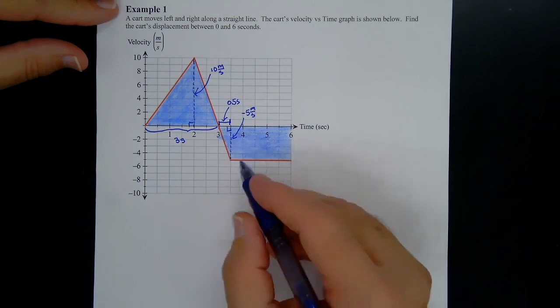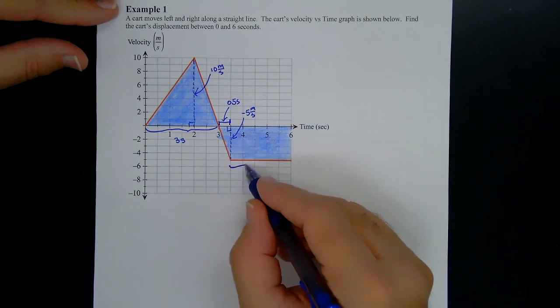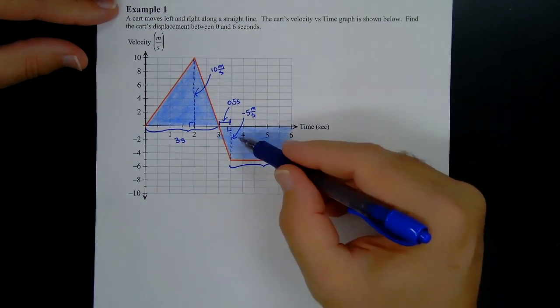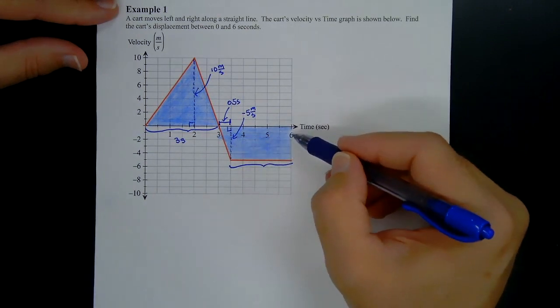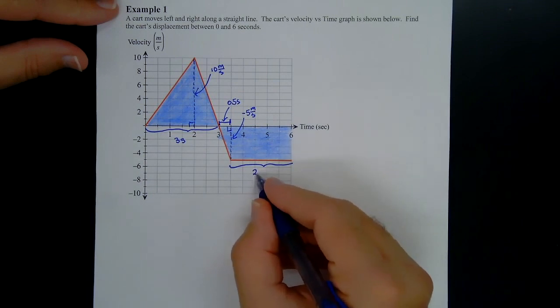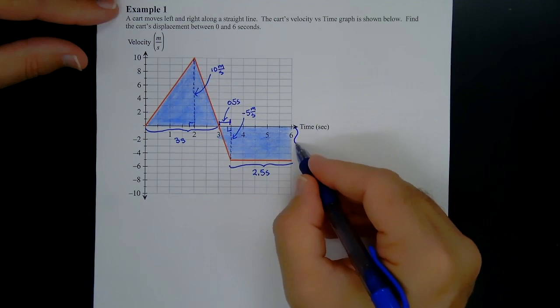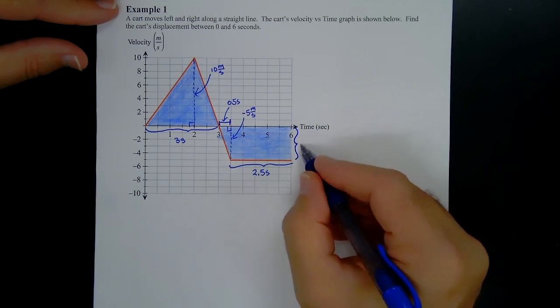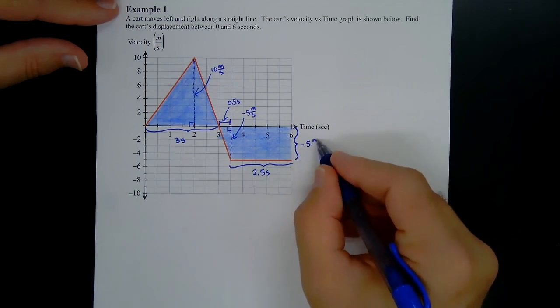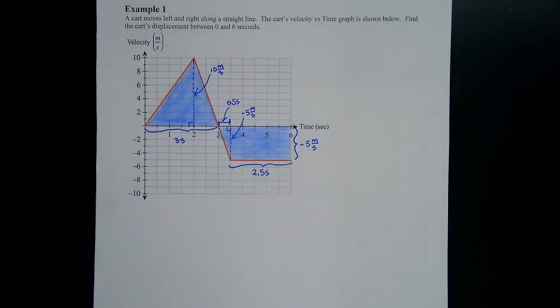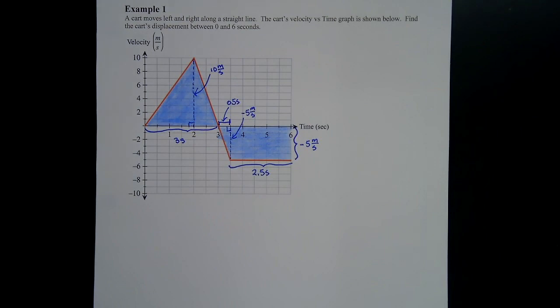Now we have to do the rectangle. The base of this rectangle started at 3.5 and went all the way to 6, so that would be 2.5 seconds. The height of this would be -5 meters per second. So I just need to accumulate all these areas and I'll have the displacement.